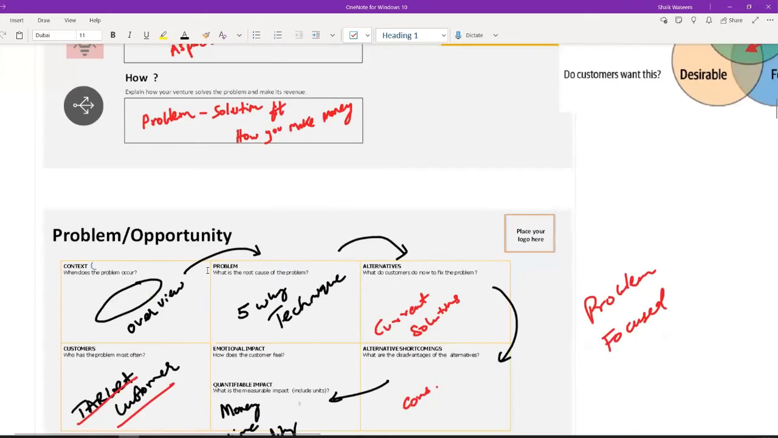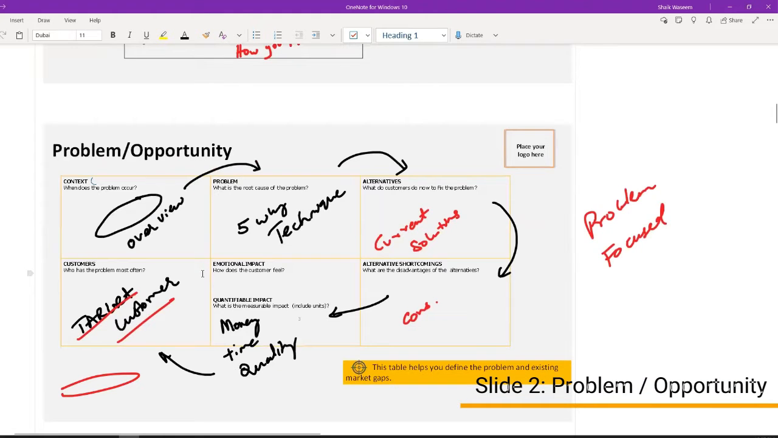Let us go to the next slide. This slide is problem focused, and we only talk about problem here without introducing solution.